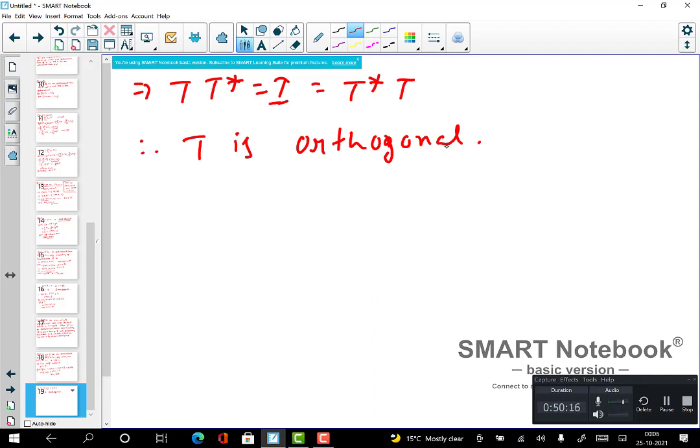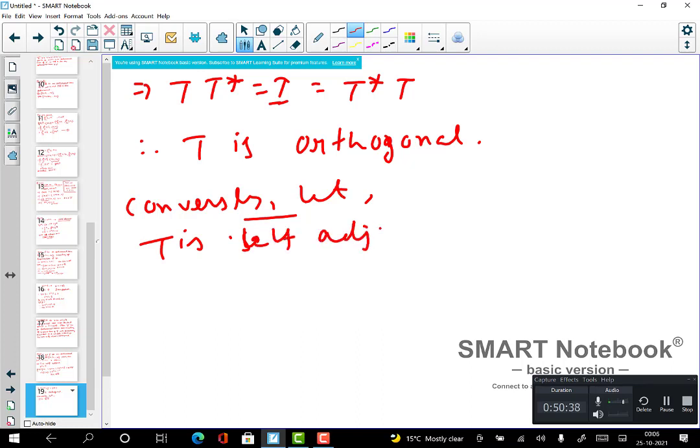Okay, so now we need to prove the converse. Conversely, let T be given as self-adjoint plus orthogonal. Then we need to prove that there exists a basis.